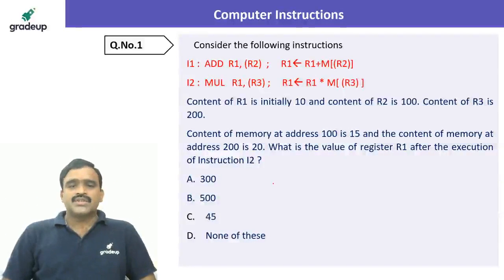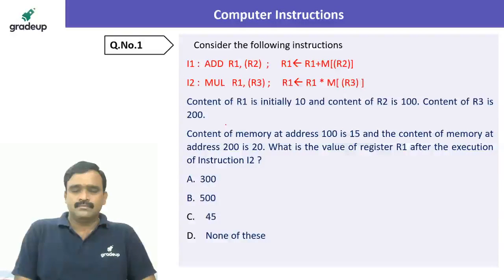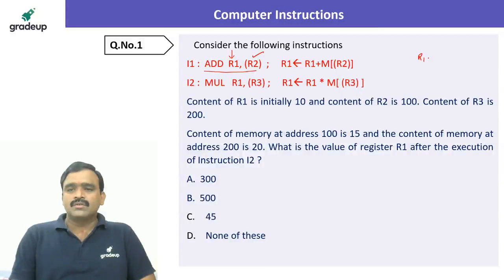Okay. So now coming to the first question: consider the following instructions. Instruction I1 is add R1, (R2), where R1 is a register and R2 within the parentheses indicates register indirect mode, and we are adding the content of R1 and the content of memory at the address indicated by R2. So that's the meaning of that. One operand is a memory operand, one operand is a register operand. Multiplication R1, R3, same thing. The updated value of R1 should be taken for the second instruction, because these are contiguous instructions.